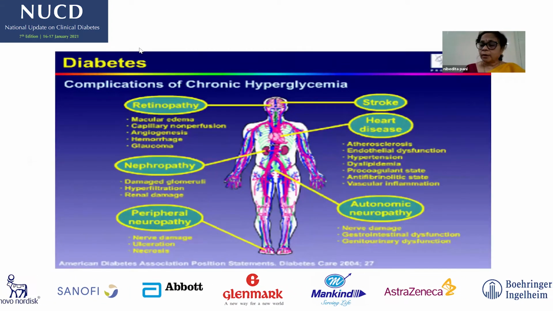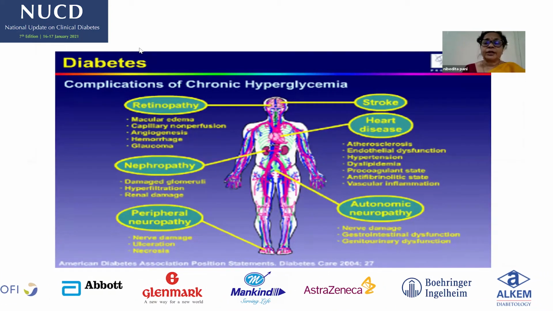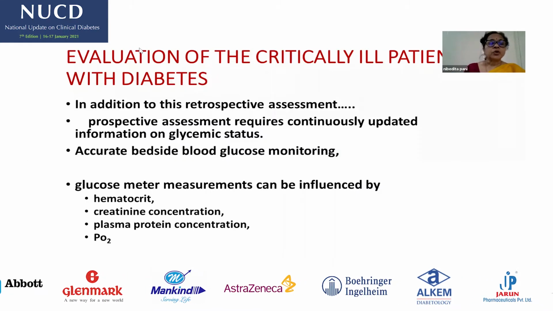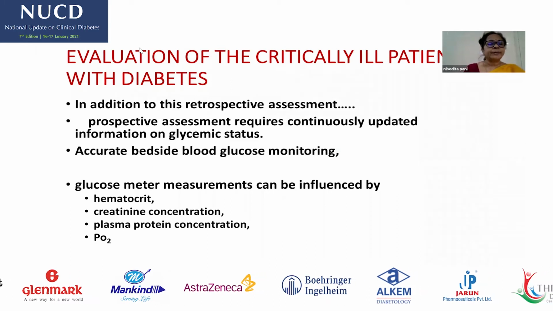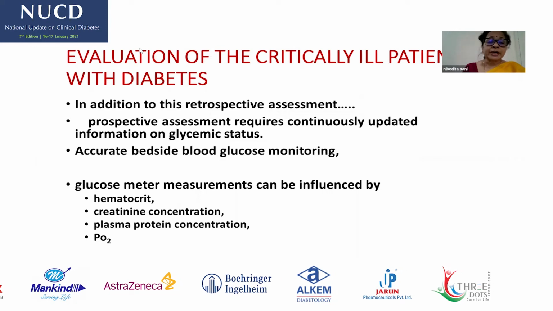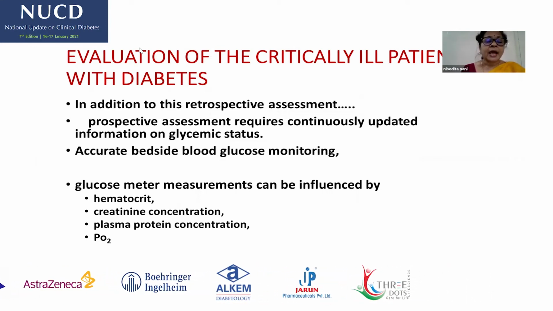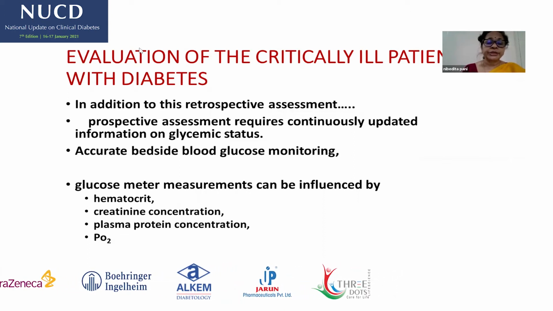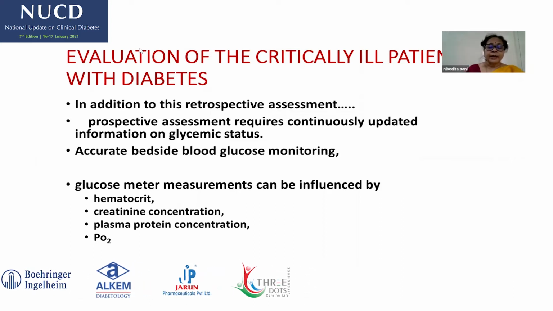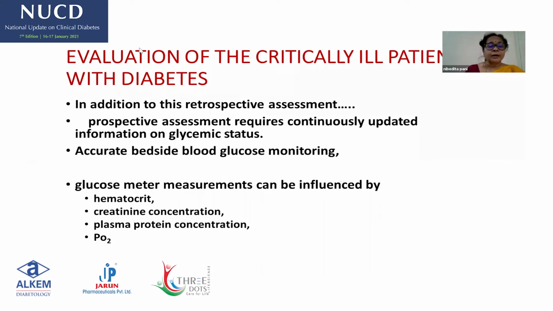So as you know, all the complications of diabetes like retinopathy, nephropathy, peripheral neuropathy, stroke, heart disease, and autonomic neuropathy. So how are we going to evaluate the critically ill patient with diabetes? In addition to this retrospective assessment, prospective assessment requires continuously updated information on glycemic status, accurate bedside blood glucose monitoring, and glucose meter measurement can be influenced by hematocrit, creatinine concentration, plasma protein concentration, and PO2.